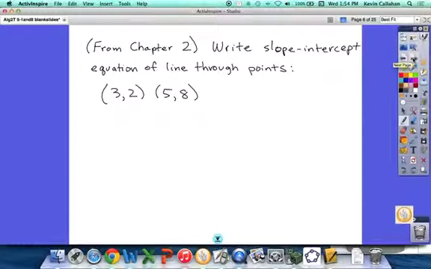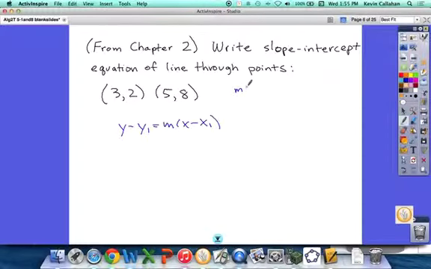Okay, so now you don't have to write this one down, okay? But in chapter 2, we learned how you could take 2 points and come up with the equation of a line. And it involved using this form of a line: y minus y1 equals m times x minus x1. Do you remember what we call that? It's the point slope form, okay? But we don't have the slope. So how did we start?